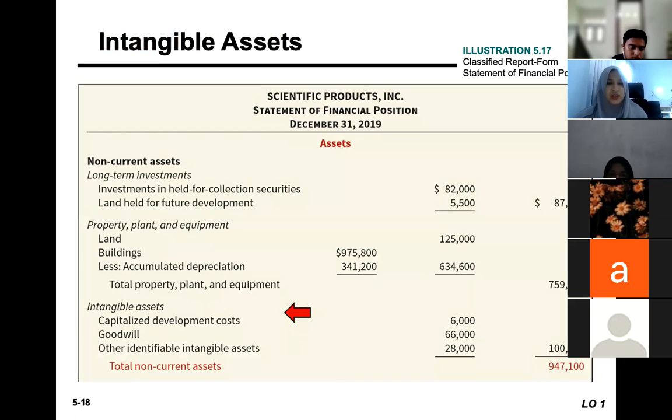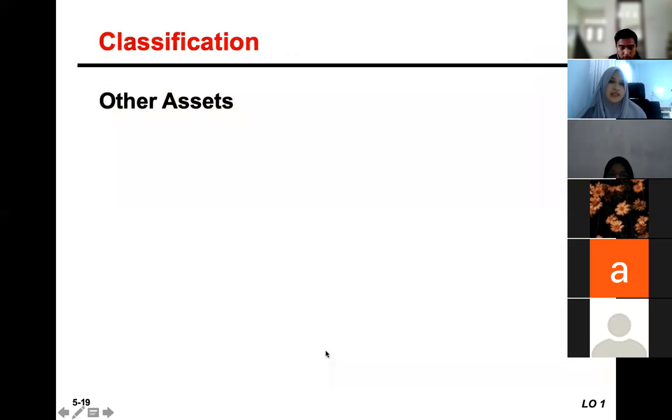Okay. Normally, intangible assets are disclosed as one single item on the statement of financial position. This is just for example for your understanding. They detail the intangible asset, capitalized development cost, other identifiable intangible asset, except goodwill. Goodwill they present differently. Please check your financial statements of the companies that you have selected. How do they present their intangible assets?